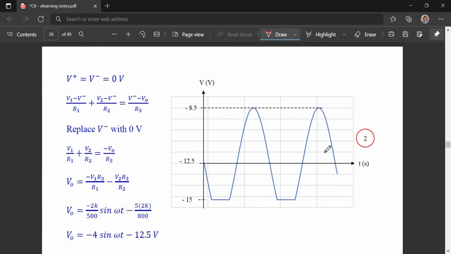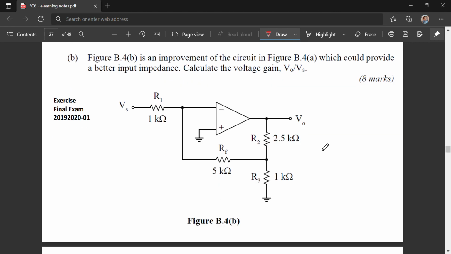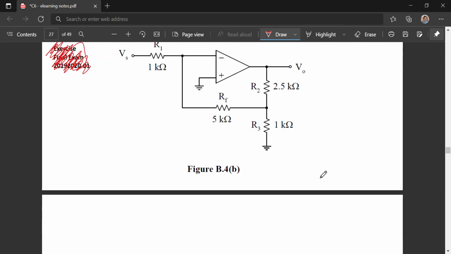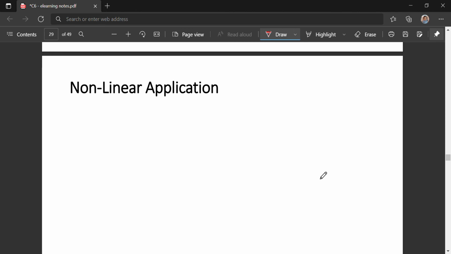So I have given you the answer. Okay, this one is not a linear op-amp; this is a non-linear op-amp. However, the concept of how you do the KCL, and how you replace I plus and I minus equals 0 and V plus equals V minus, can also be applied to this circuit. Okay, next is the non-linear application.